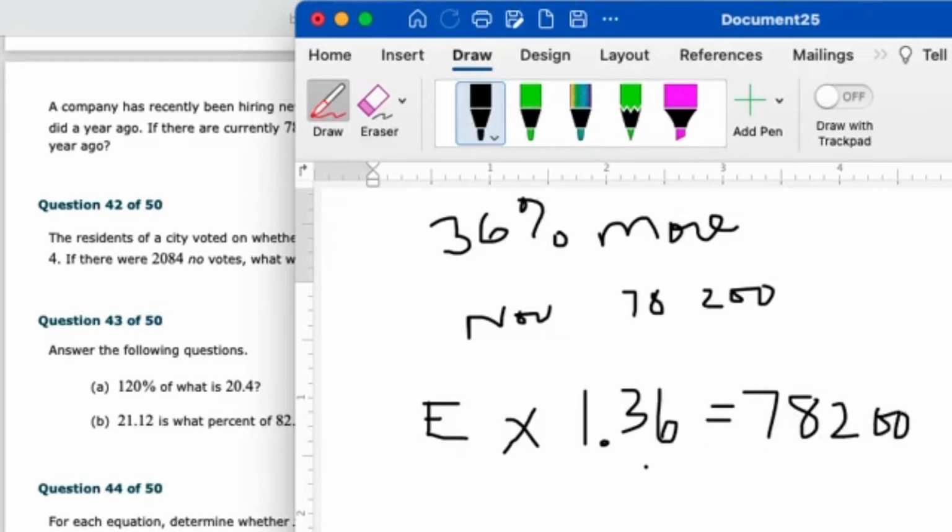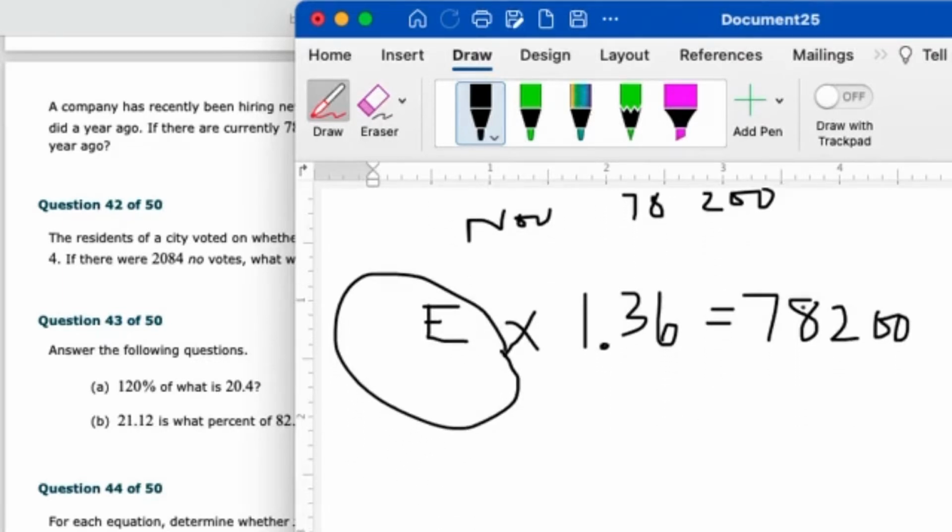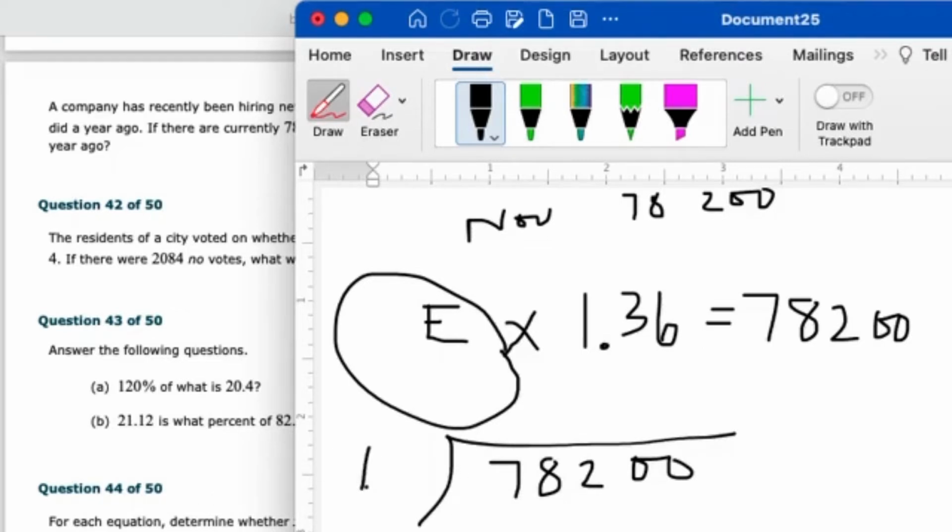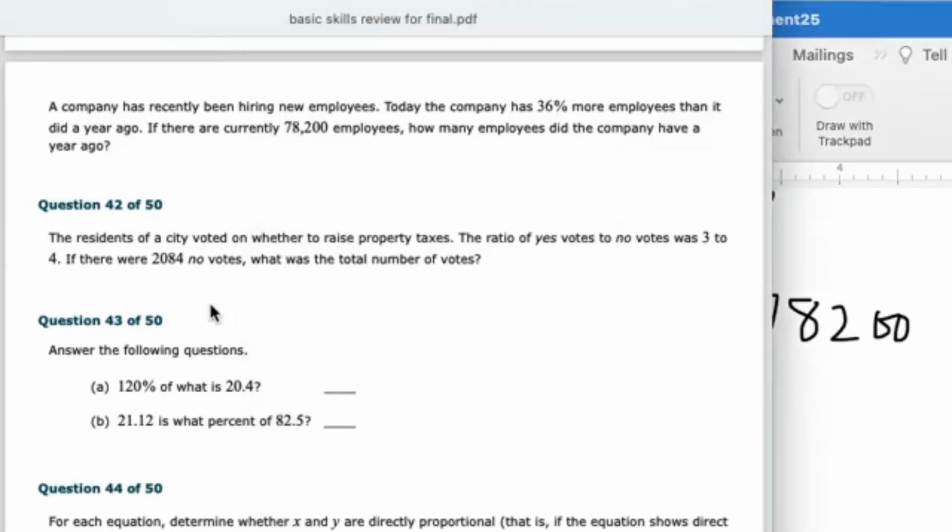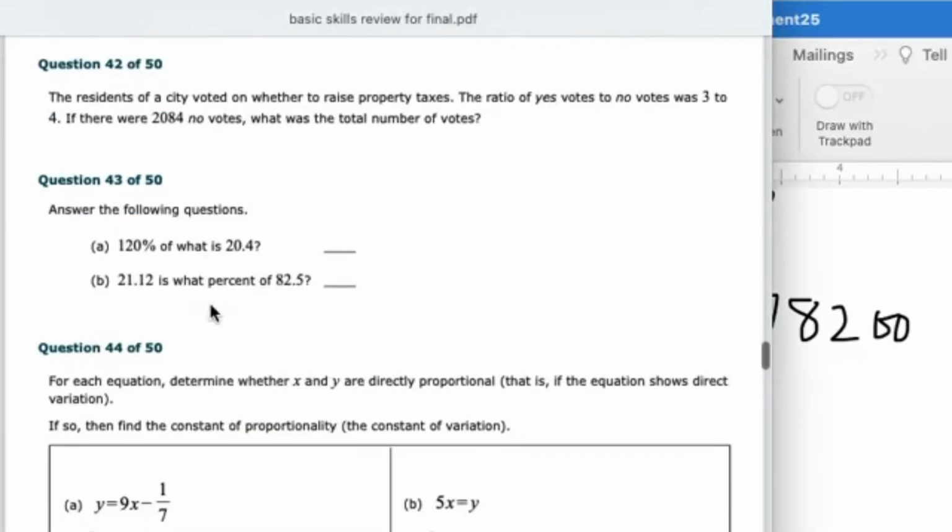Now in order to get this, what are we going to do? We should divide 78,200 divided by 1.36. Write that down. That's your hint for that problem. That's the work you're going to do to get your employees. Okay, number 42.